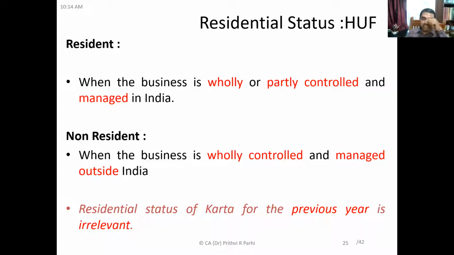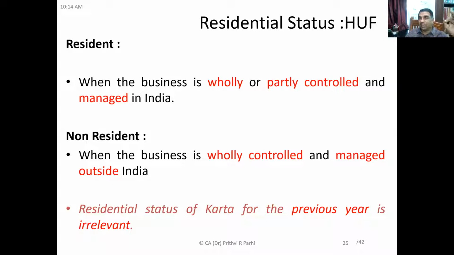If control and management is in India, then it is resident. But if it is entirely controlled from outside, then it is not resident. Is it clear to you? Yes, sir. Now here, try to understand one more thing, that the residential status of Karta doesn't matter here.